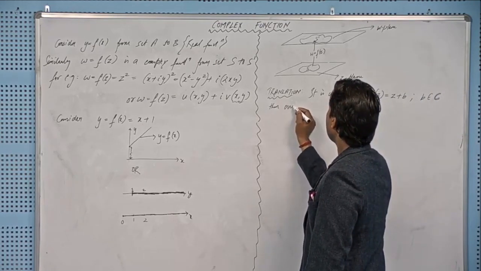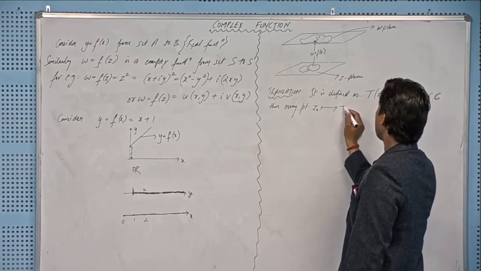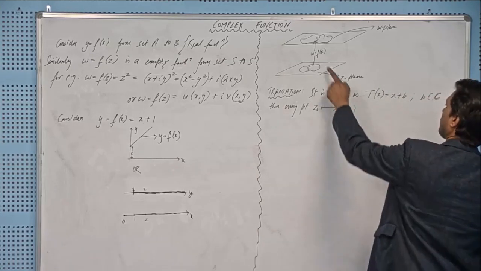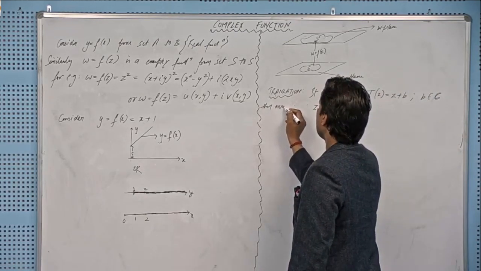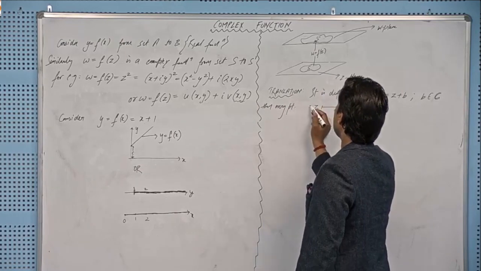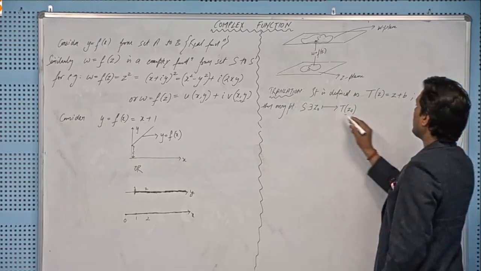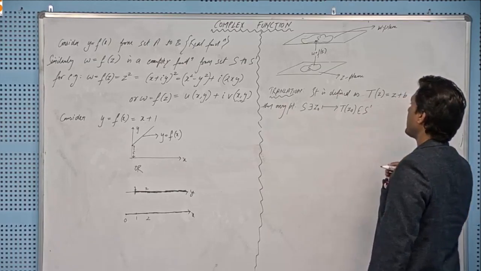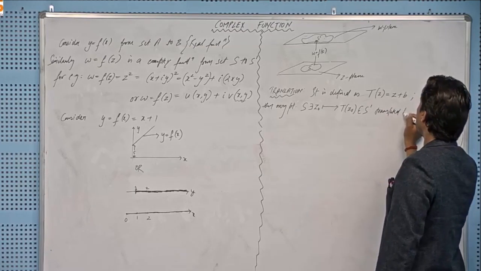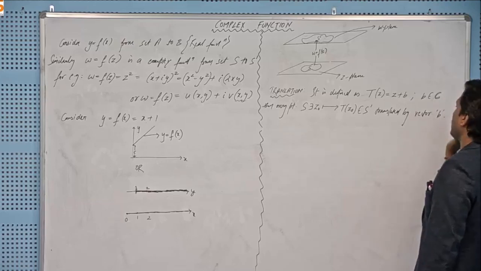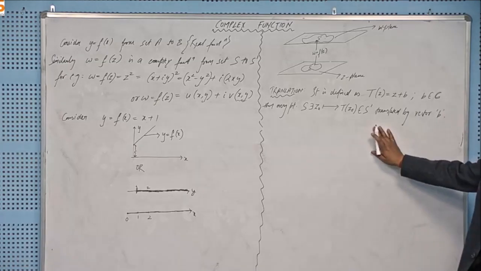Then every point z naught belonging to domain S gets transformed to T(z naught) belonging to image set S dash, translated or shifted by vector b. And yes, so this is called translation.